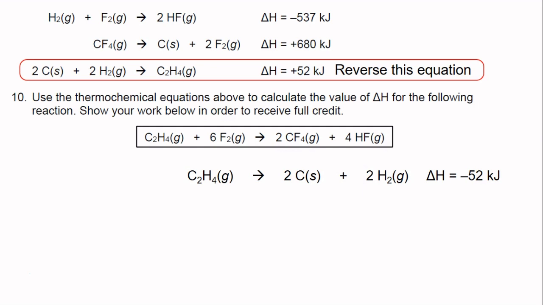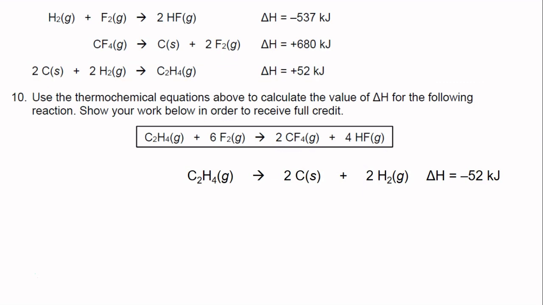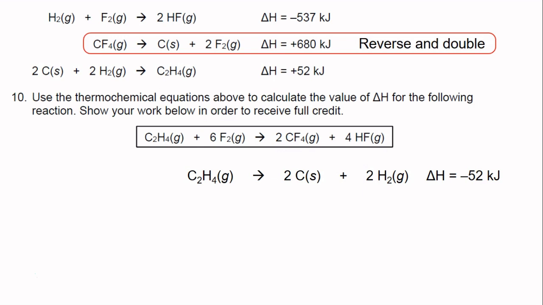Next chemical I'm going to look at is CF4. There should be 2 moles of CF4 on the right in our target equation, but CF4 is listed in the second equation on the left, so we have to flip that equation and also multiply by 2. When we do that, we now have a delta H which is not positive 680 but rather negative 1360. So we change the sign and multiply by 2.